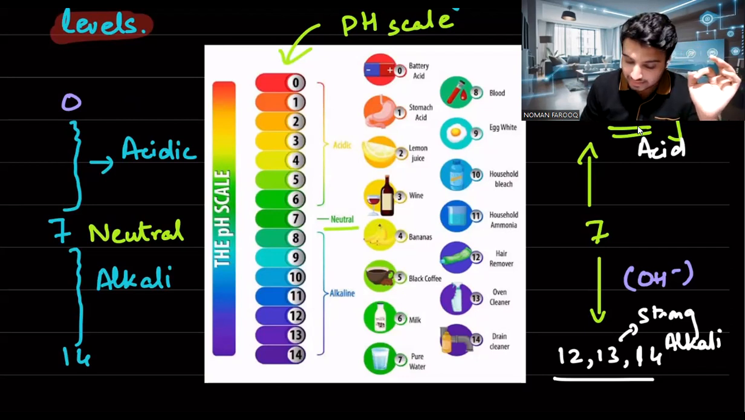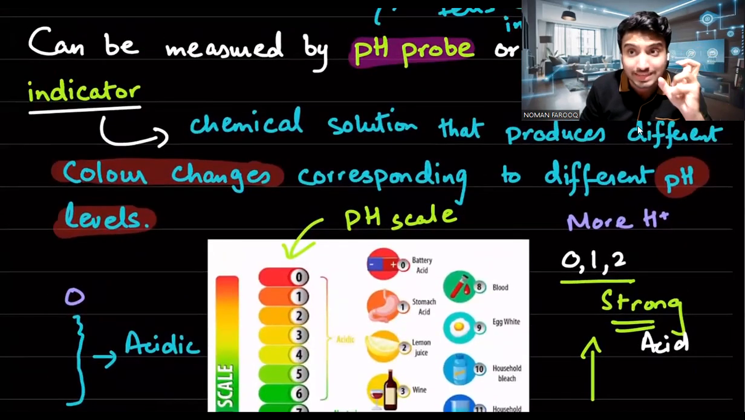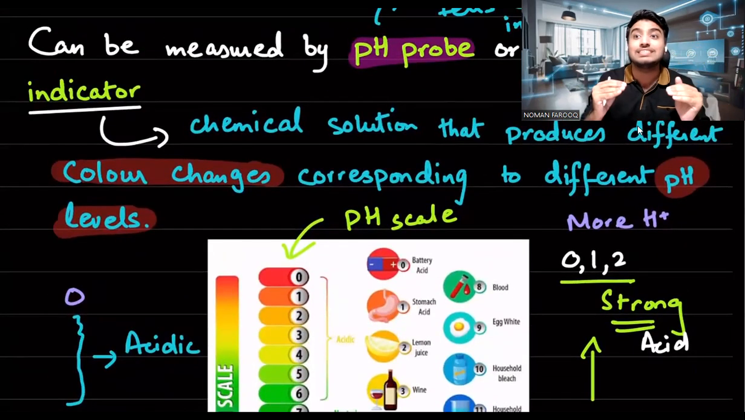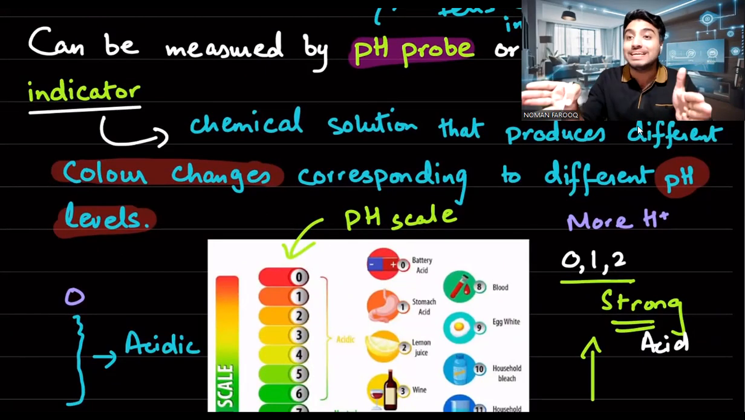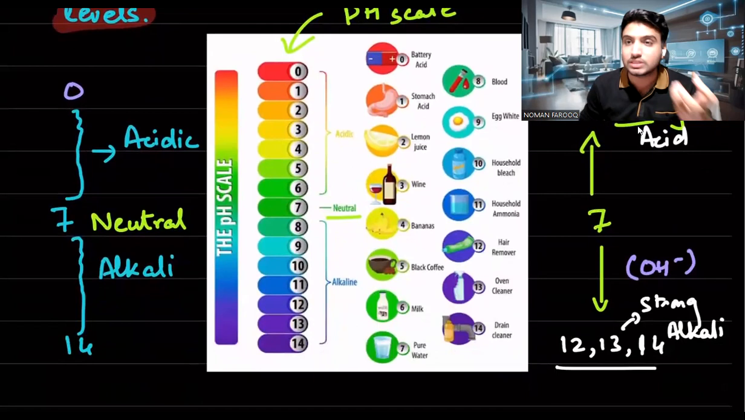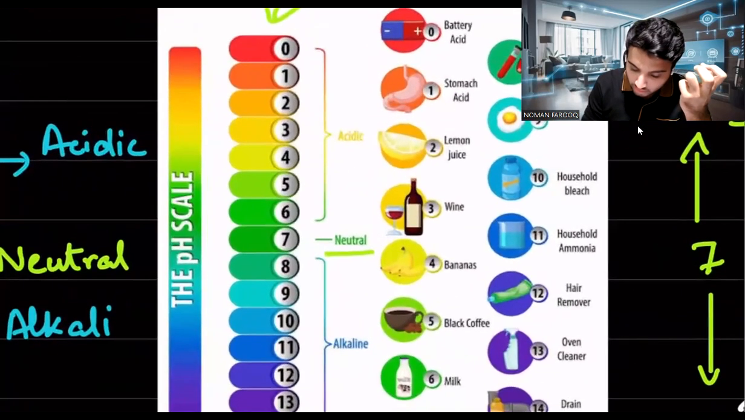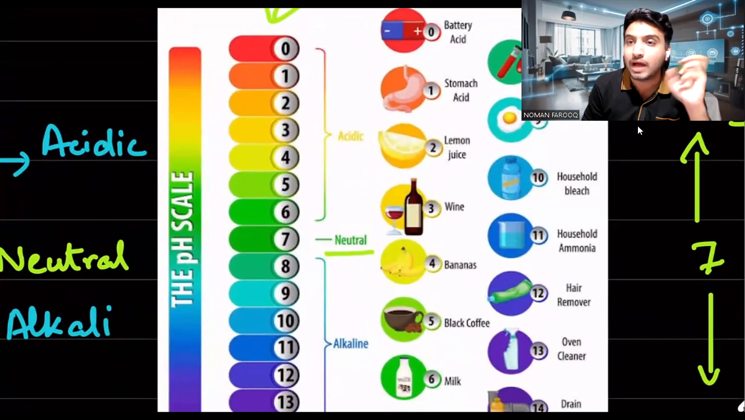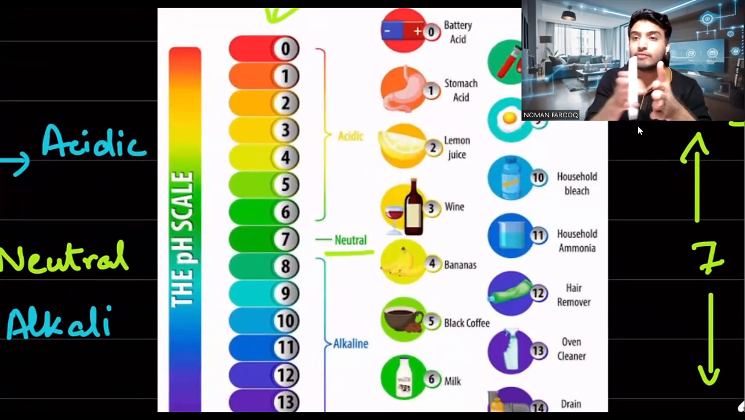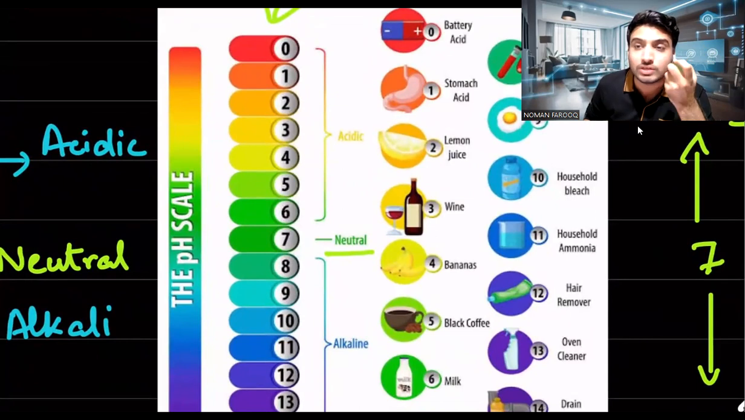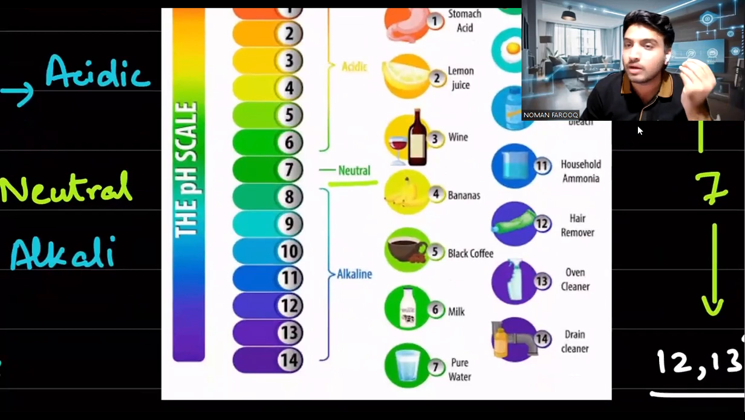Universal indicator is basically a chemical solution that shows different color changes corresponding to different pH levels. For example, universal indicator will show a light green color if it has a pH of 5. This chart comes with the universal indicator solution. So if its color is, let's say, purple, it means it has a pH value of 14.